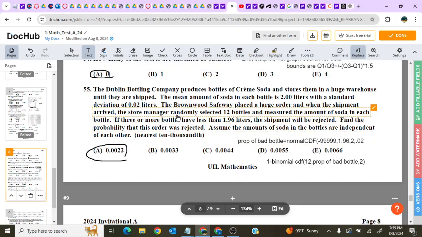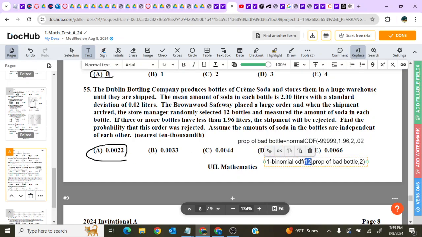Then the probability of having 3 or more bad bottles is equal to 1 minus the probability of having 2 or fewer bad bottles. That's what binomial CDF will do. It'll ask you for the number of trials, which is the 12 bottles selected, the probability of being a bad bottle, and then the maximum scenario we're looking for. This covers scenarios for 0, 1, and 2 bottles having less than 1.96 liters. If you do that, you will get a value of 0.0022.